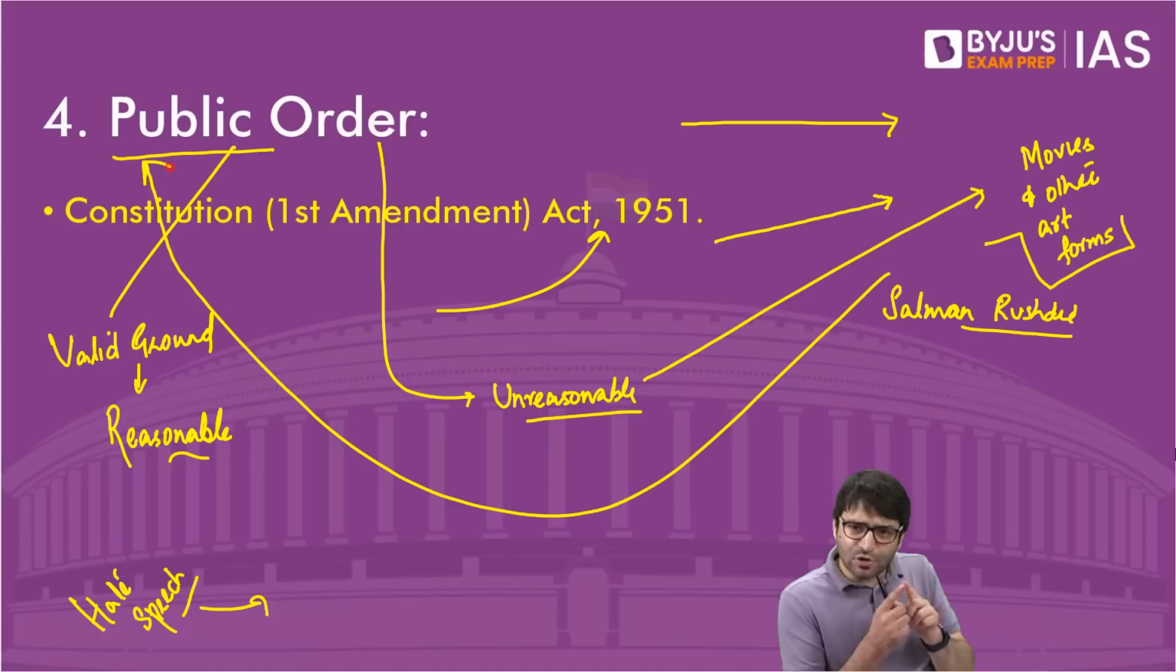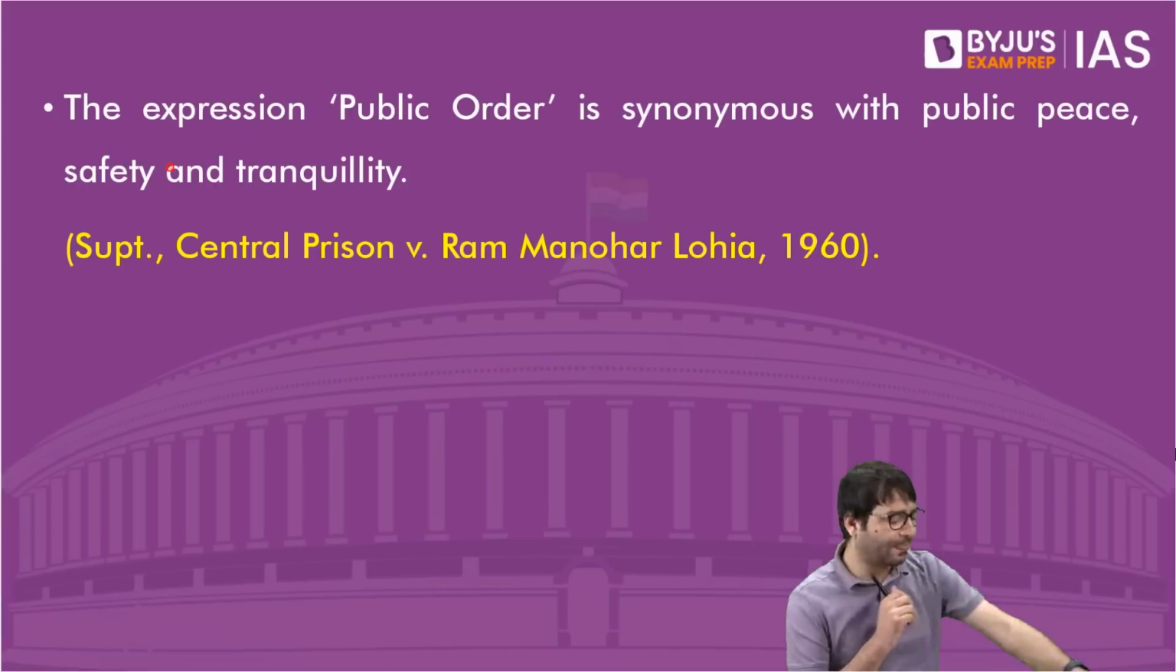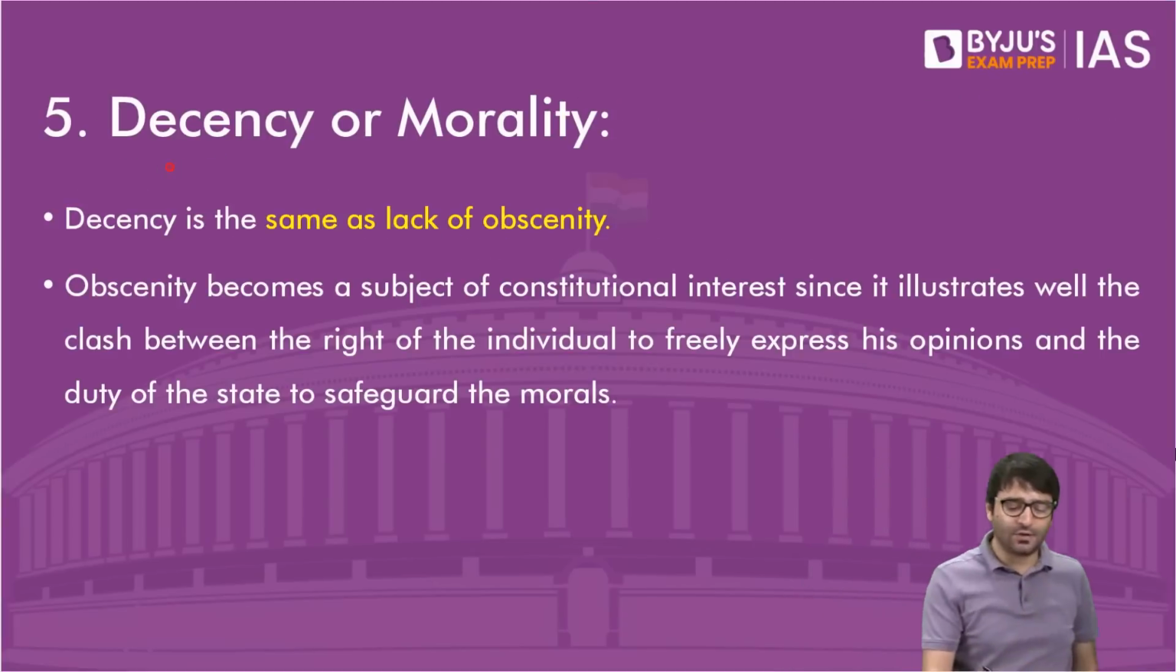So, what are the grounds on the basis of which your freedom of speech and expression can be restricted? One is sovereignty and integrity of India. Second is security of the state. Third is friendly relations with foreign states. Fourth is public order. Fifth is decency or morality.